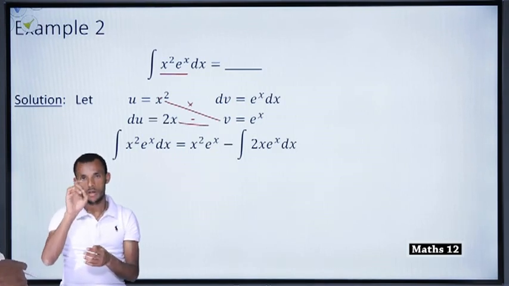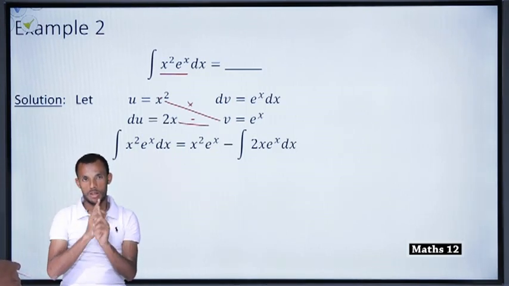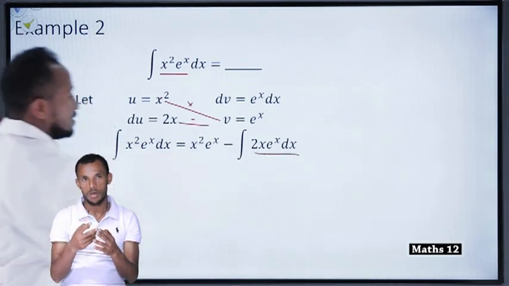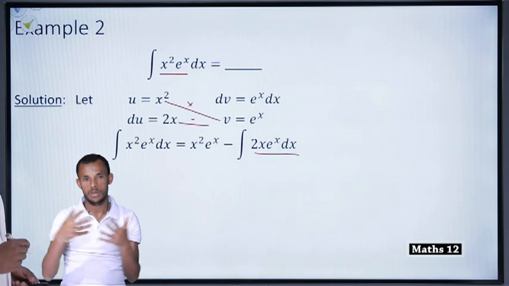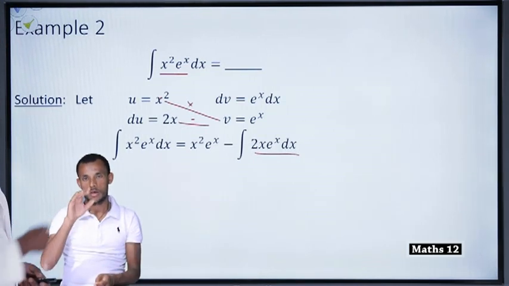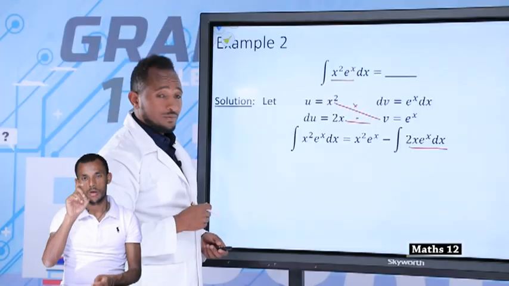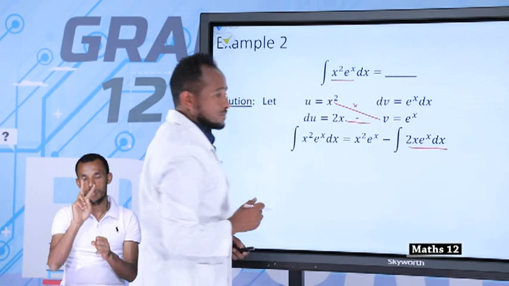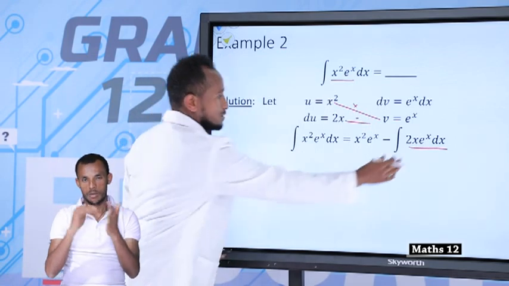But this is not the final answer. It needs further solving. So look at this one. It is the integration of 2x times e raised to x dx. We have already solved it in a previous example, but now let's do it again. So to integrate this expression, it needs integration by parts, this part also.